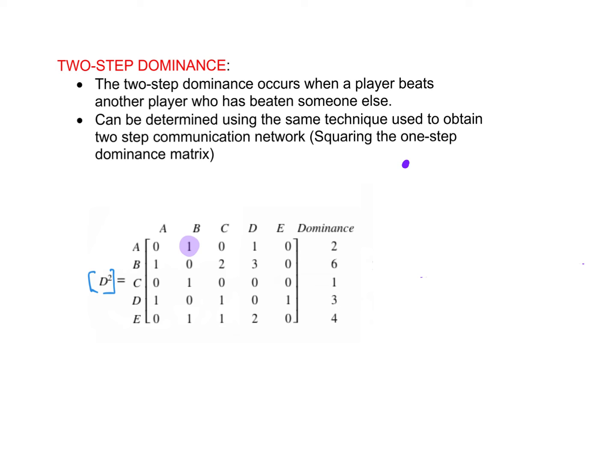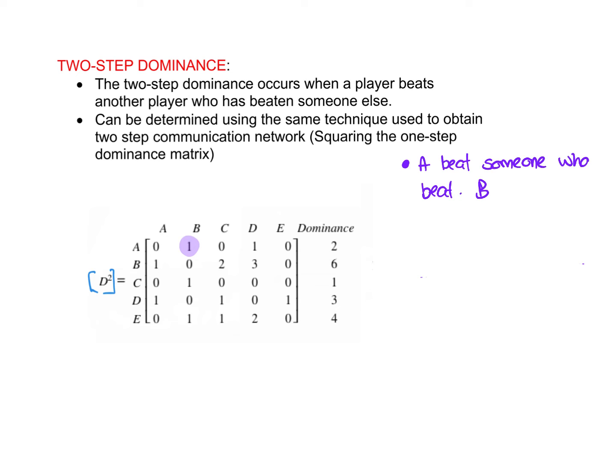That 1 means that A beat someone who beat B. Okay? So what it means is A has a two-step dominance over B, meaning it can beat someone that beat B. So if you had a look, for example, can you see who beat B? So C beat B. So anyway, it has a 2, that's what it means. It beats someone who beat B, sorry.